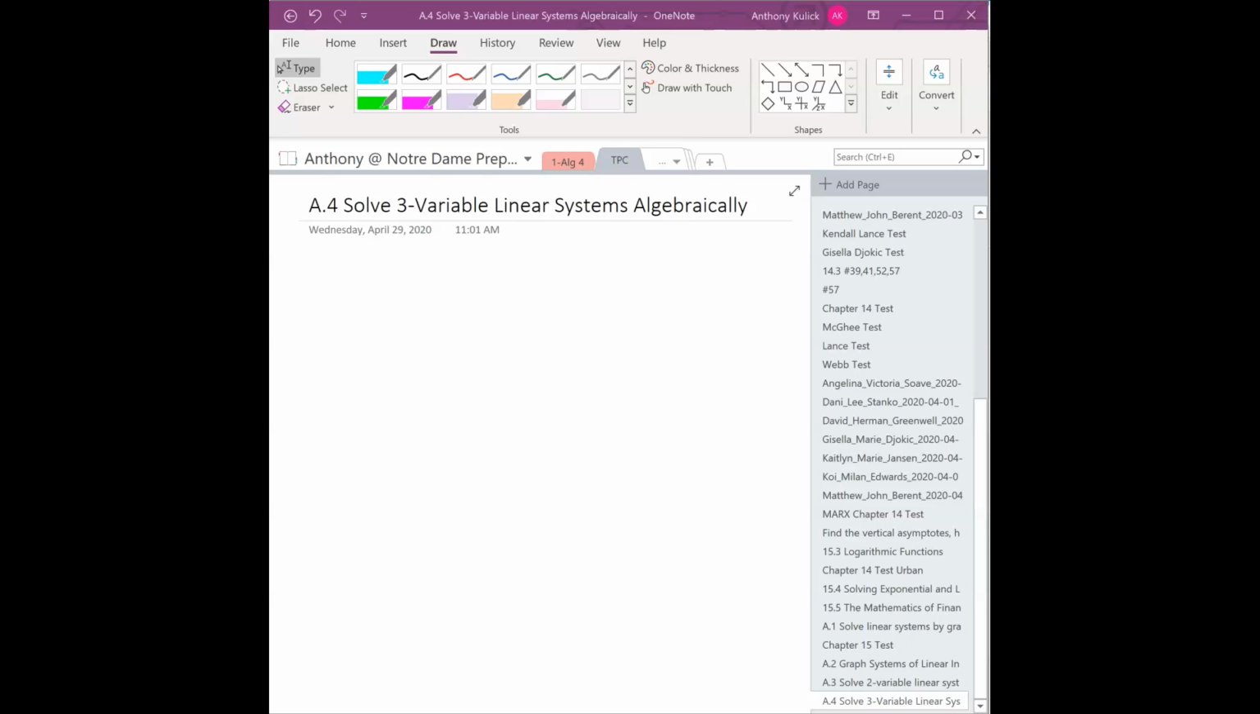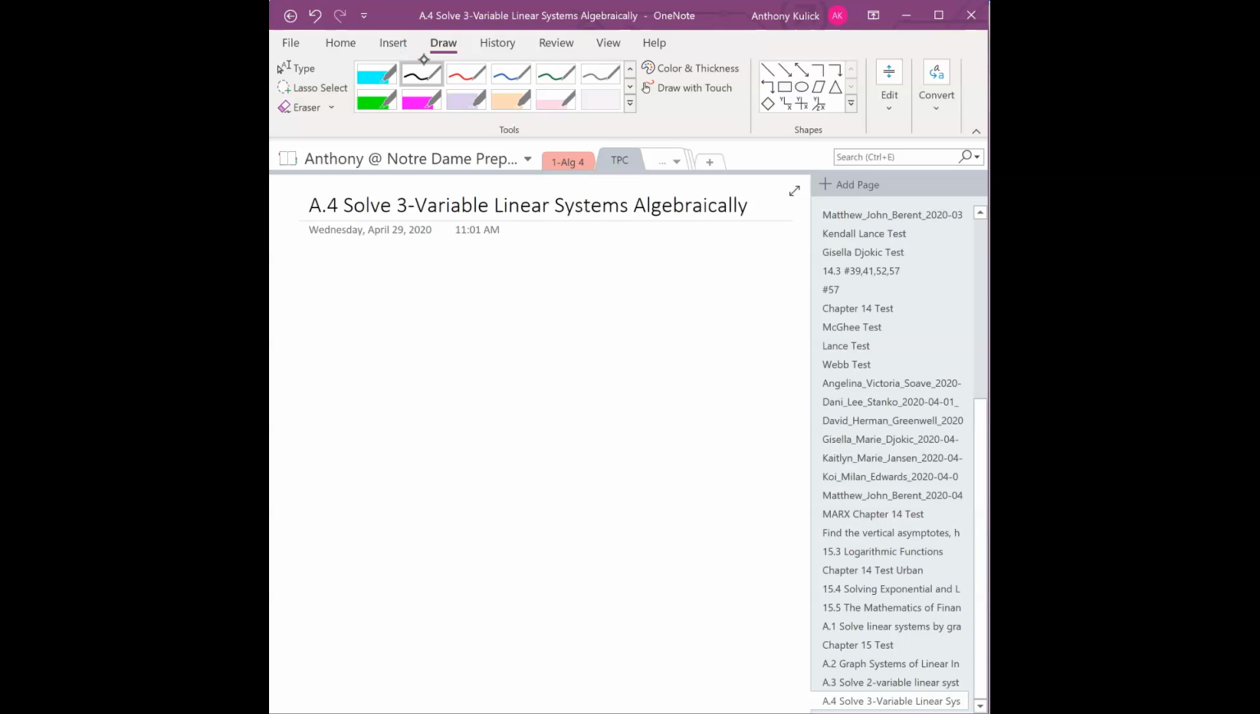Okay, welcome back. Today we're going to handle the last section, and this will be the last section for the entire year. I'm so excited. Today we're going to expand on the ideas that we talked about in section 3 and apply them to 3-variable systems. So the catch here is the 3-variable system.